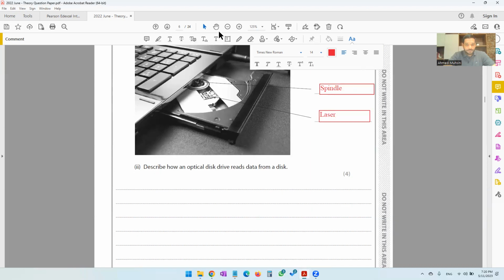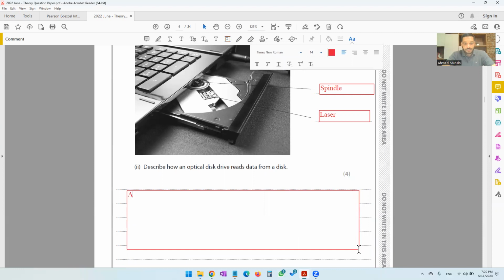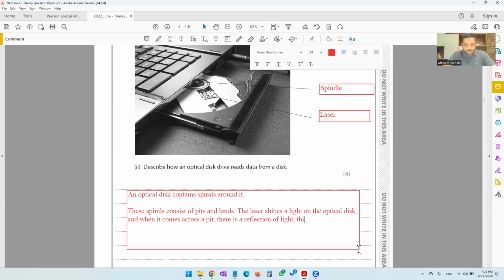Let me put it into words over here. You can say an optical disc contains spirals around it. These spirals consist of pits and lands. The laser shines a light on the optical disc, and when it comes across a pit, there is a reflection of light. This tells the computer that it represents the binary value of 1.